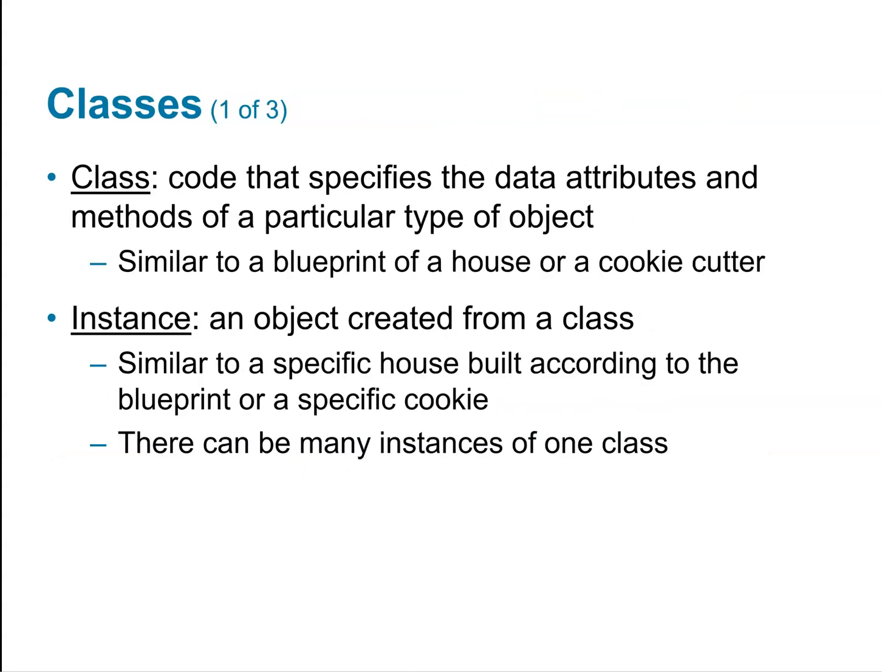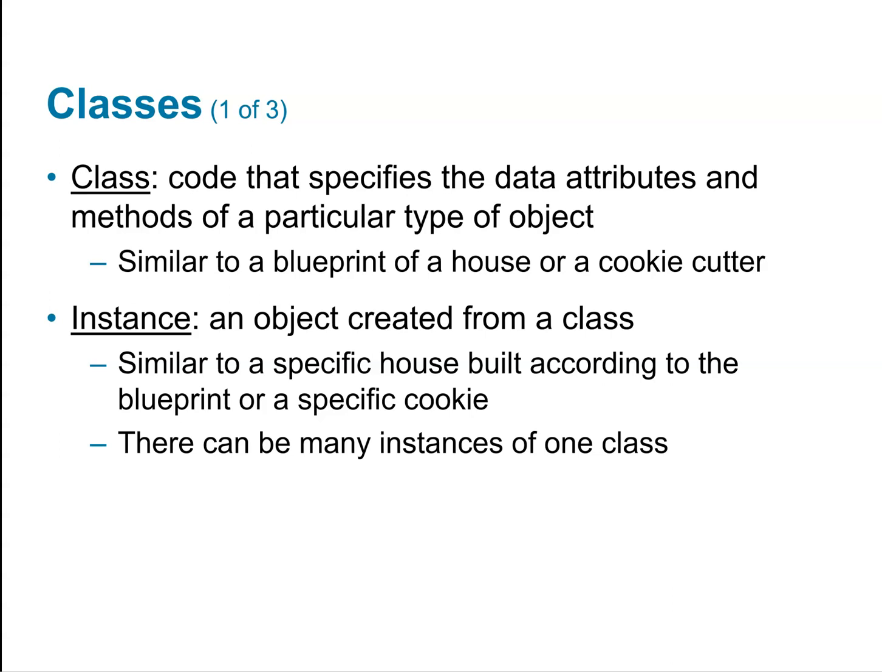A class is code that specifies the data attributes and methods of a particular object. Think of it as a blueprint or a cookie cutter. A class and an instance are not the same thing. A class is the cookie cutter. An instance is the cookie. If the class were dogs, an instance would be my dog Charlie.